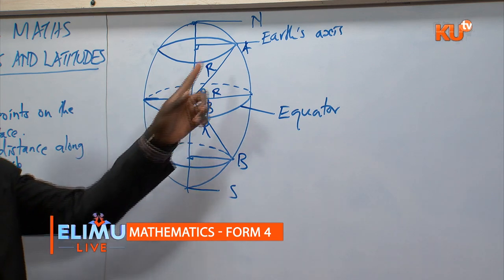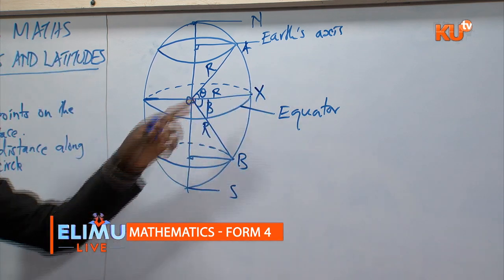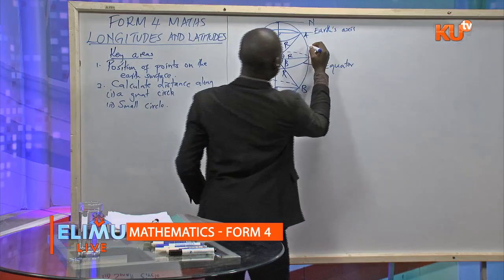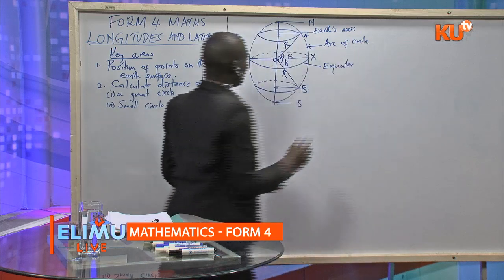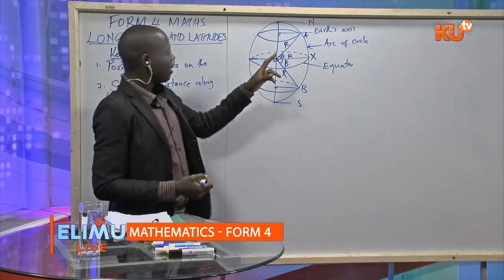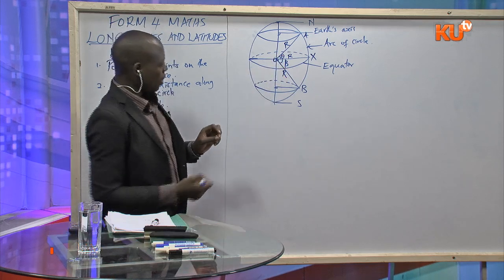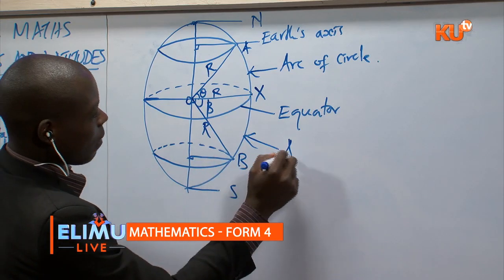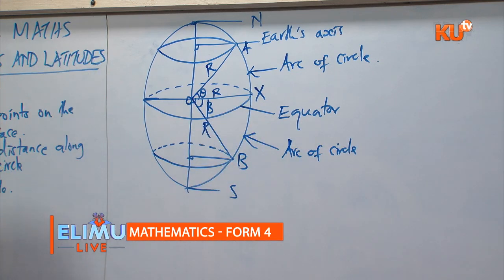If this is the center and we have a point here, let's call this point X, then AX will be an arc of the circle. And this is the circle whose radius is subtending an angle theta at the center. Equally, XB is an arc. This is also an arc of the circle, and this arc subtends an angle beta at the center of the circle.